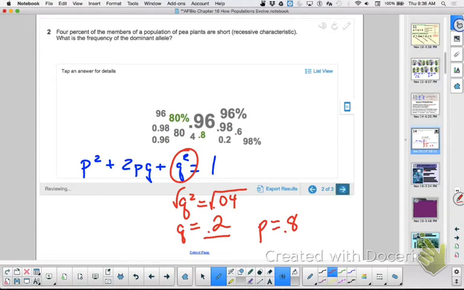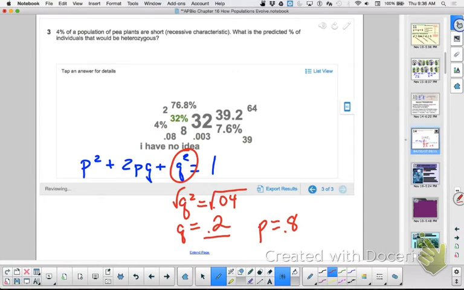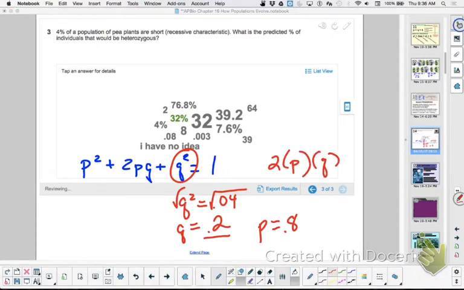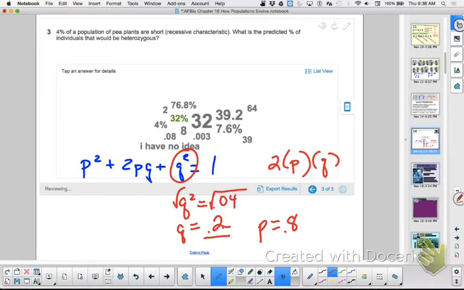All right. Then I asked, same thing. 4% of population pea plants are short, recessive characteristic. Didn't change anything. What is the predicted percentage of individuals that would be heterozygote? That would be 2 times P times Q. So that would be 0.2 times 0.8, which is 0.16, times 2 would be 0.32.